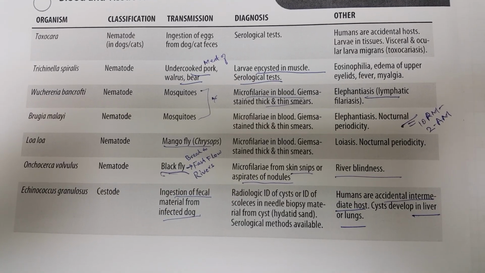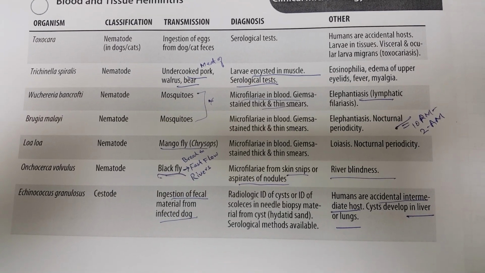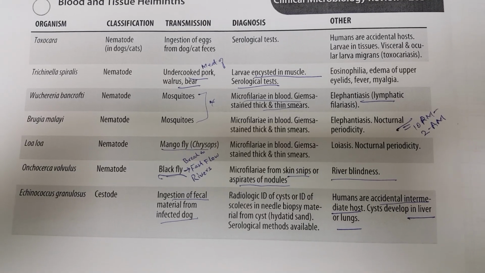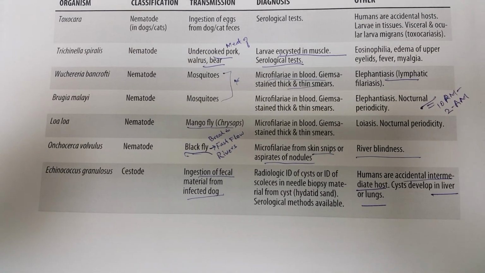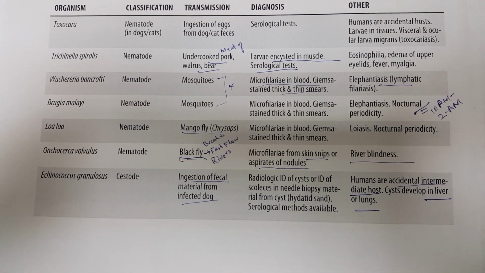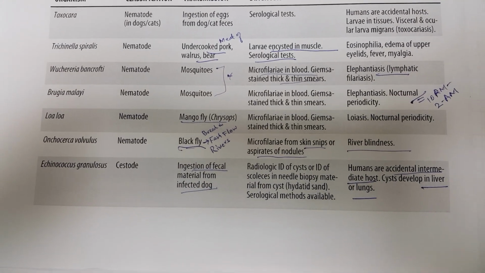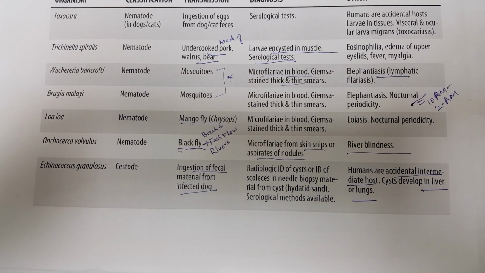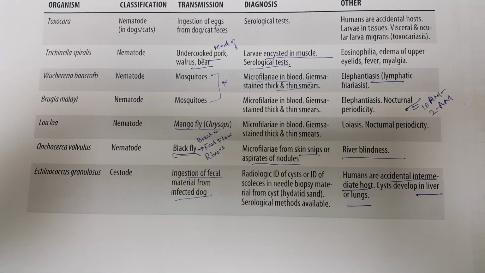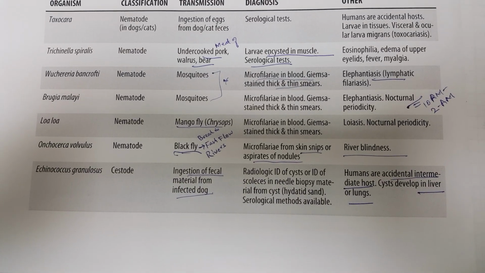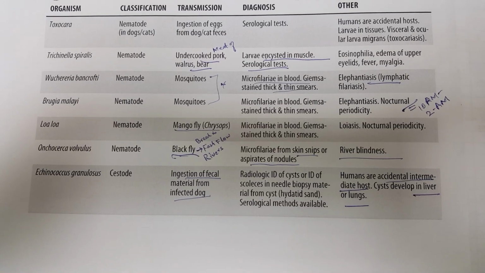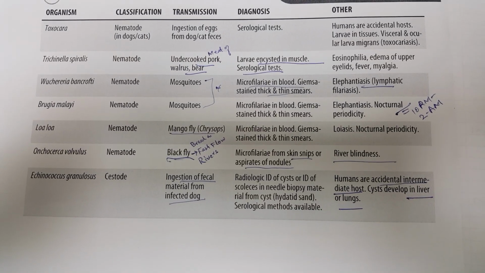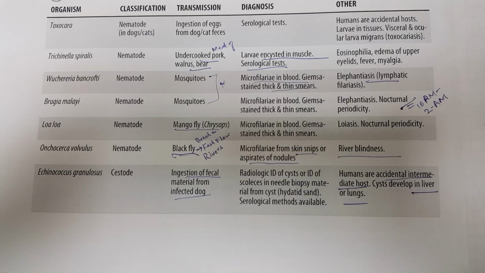nocturnal periodicity, like from 10 p.m. to 2 a.m. it is available in the blood circulation. Nocturnal periodicity. Loa loa is a nematode, transmitted by the mango fly, Chrysops. It is a microfilaria in the blood. Giemsa stain thick and thin smear is used, and loiasis has diurnal periodicity, unlike Brugia malayi.